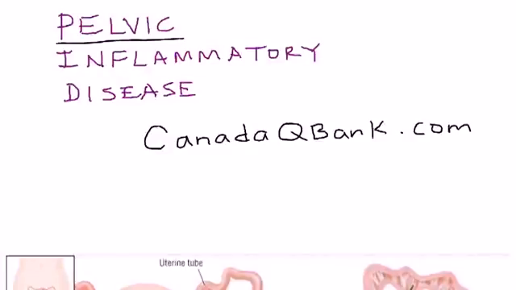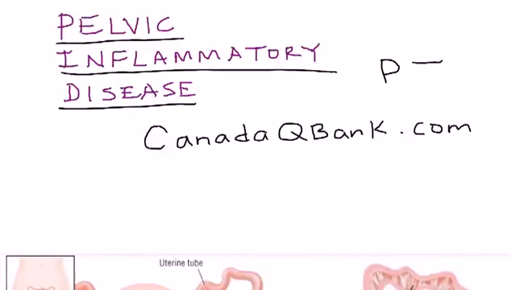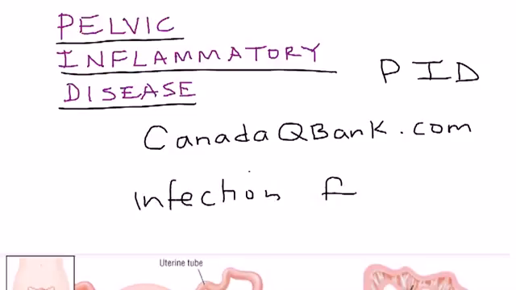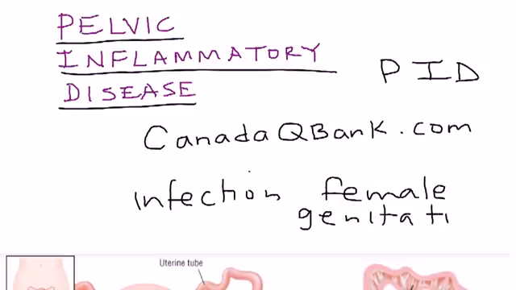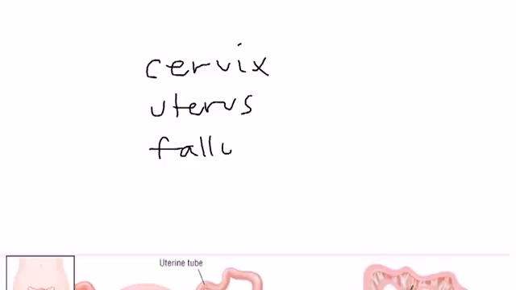Pelvic inflammatory disease, also known as PID, is the topic for this video. Pelvic inflammatory disease is basically an infection of the female genital tract, and it can affect a large number of parts of that genital tract, and those include the cervix, uterus, fallopian tubes, and it can also infect the ovaries.